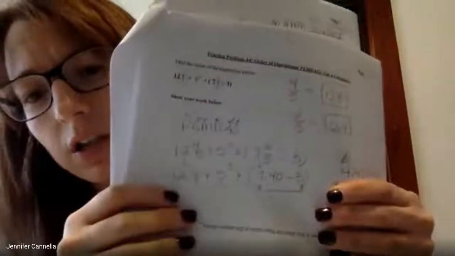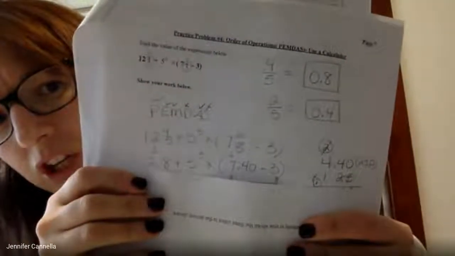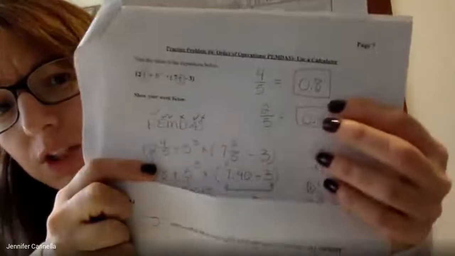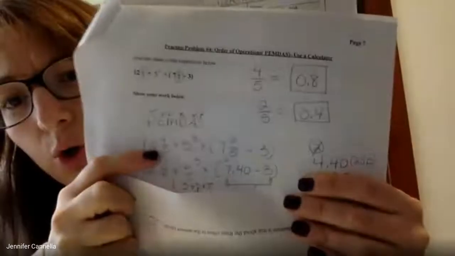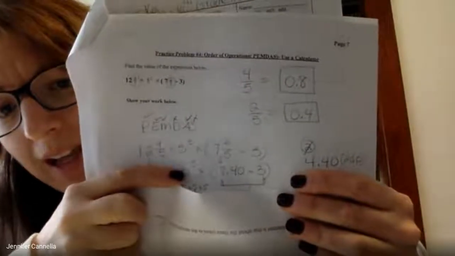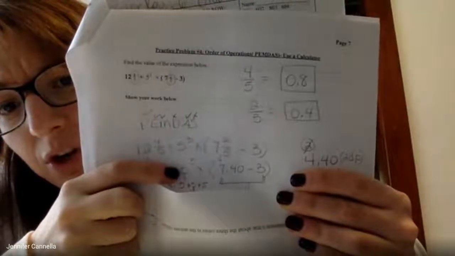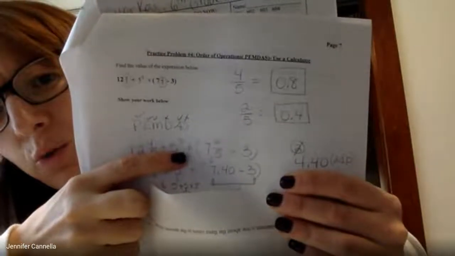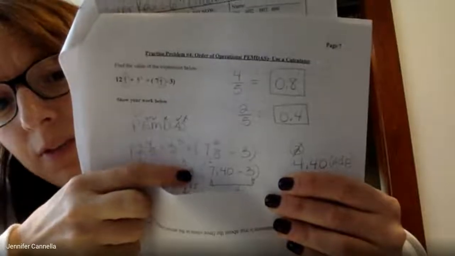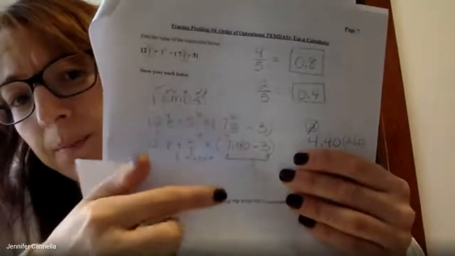So my next line is going to look like this. Okay? Anytime I see a fraction, I'm going to put the decimal. So 4/5 now is 0.8. So the 0.8 goes in place of 4/5. I'm just rewriting everything that has a fraction as a decimal. So I keep the 5 to the 3rd. The 7 2/5 becomes 7.40 because that's the decimal form, minus 3.